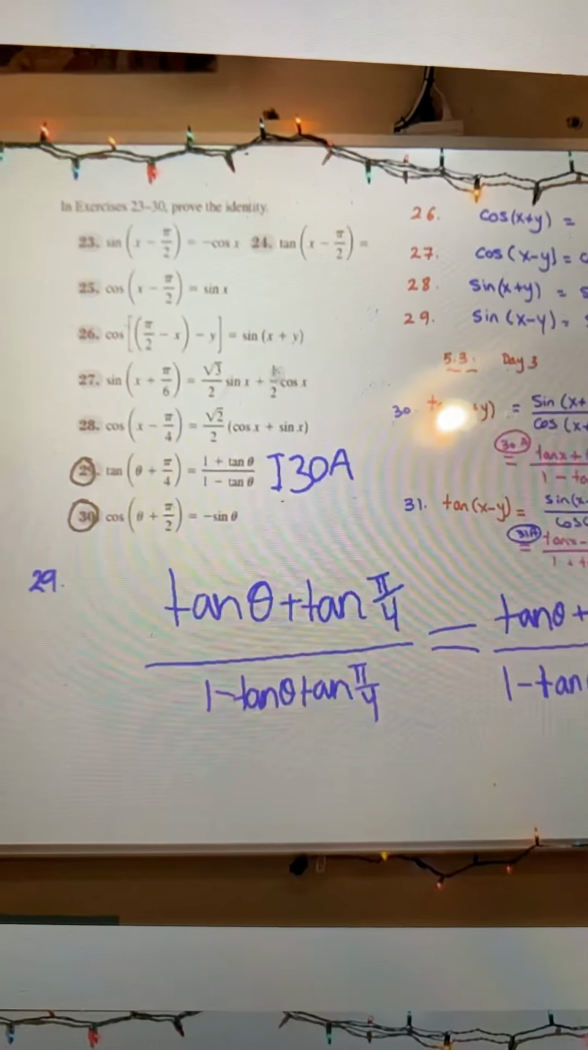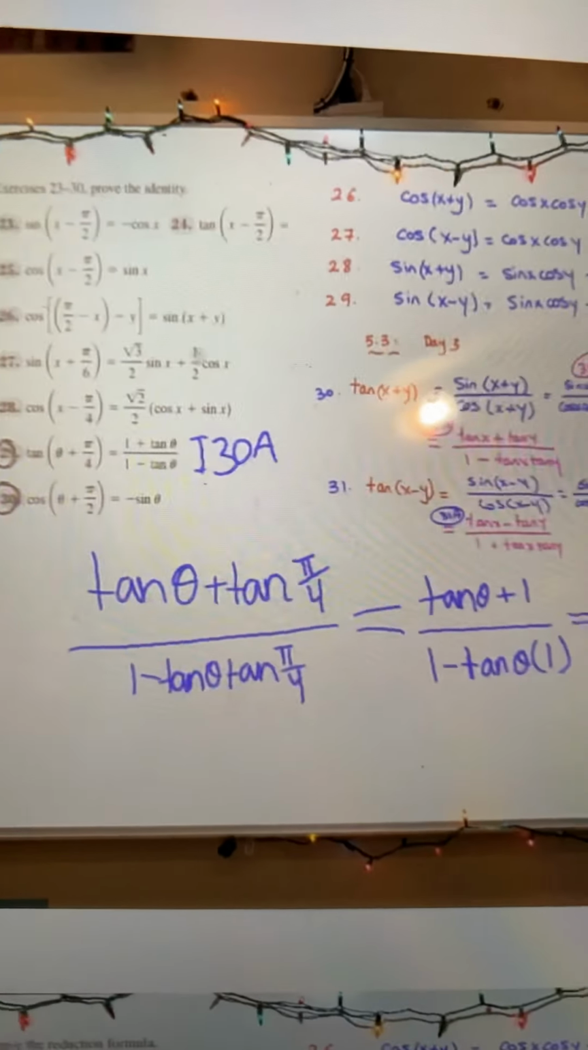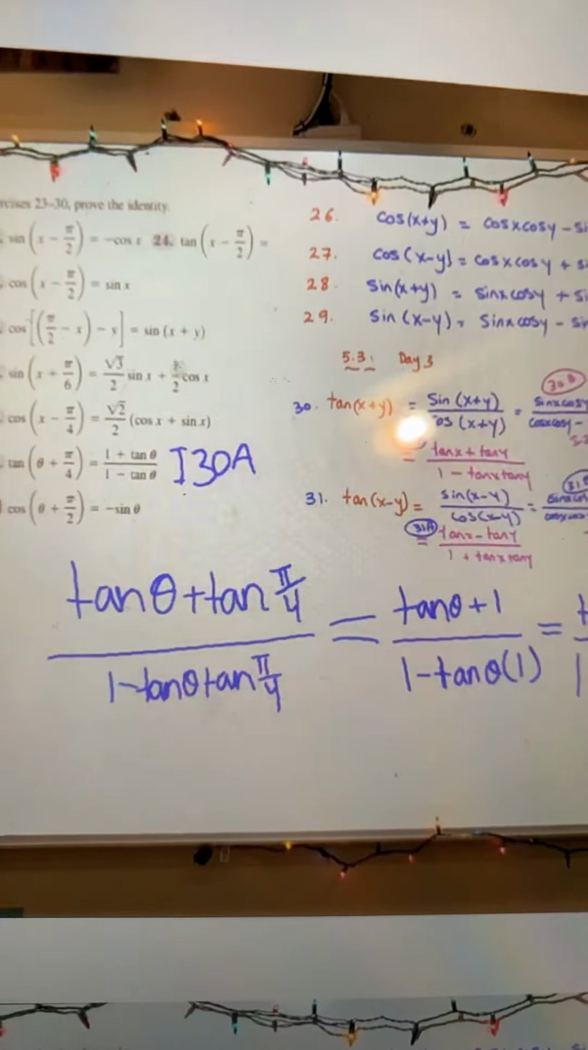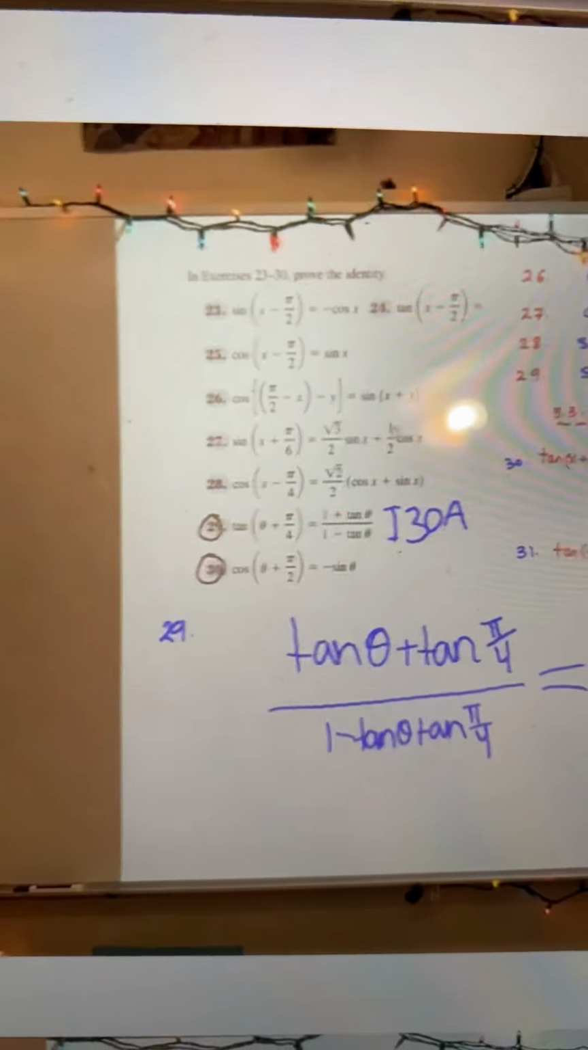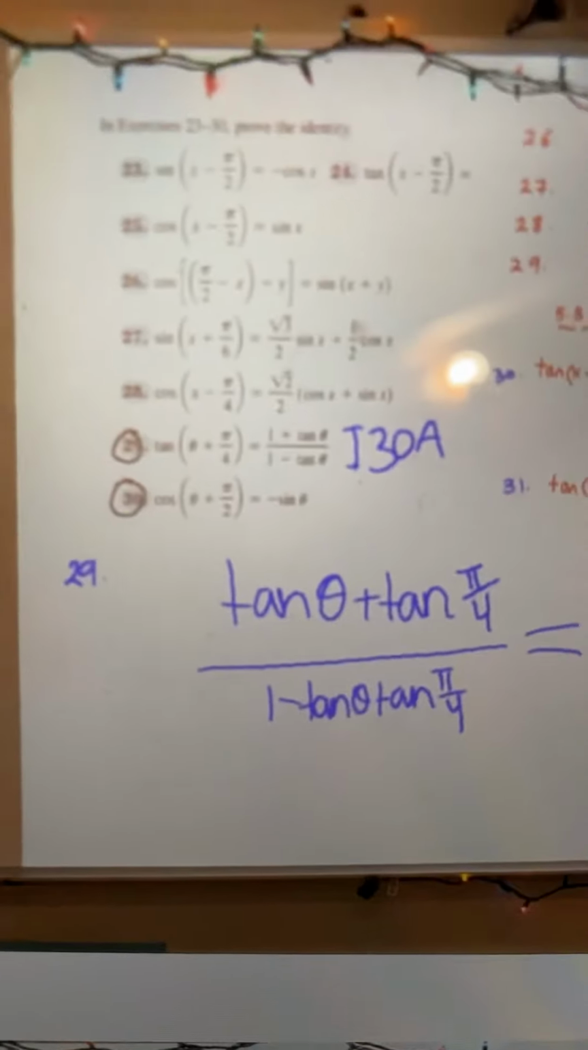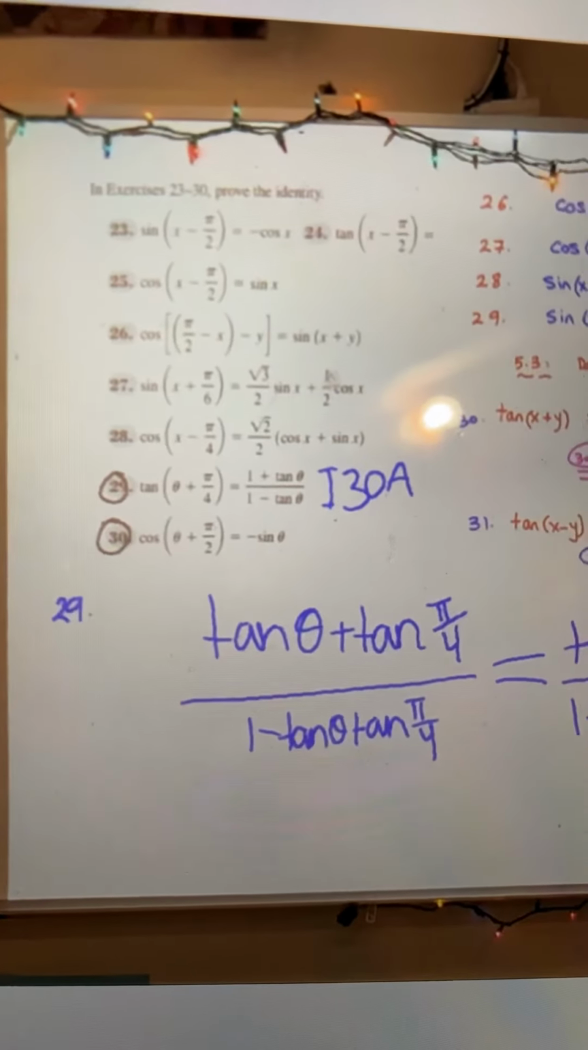Number 29, it's the loose form, the distributed form, if you want, of 30A. And I put next to the problem 30A. So it's a sum. And in this case, the question is a little bit different. It says prove the identity.